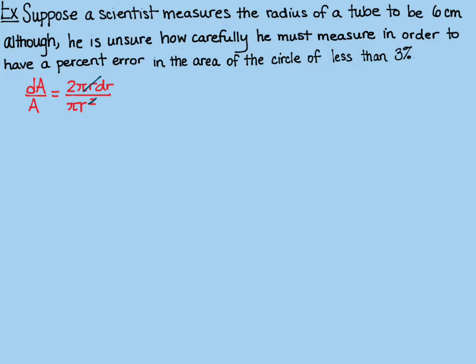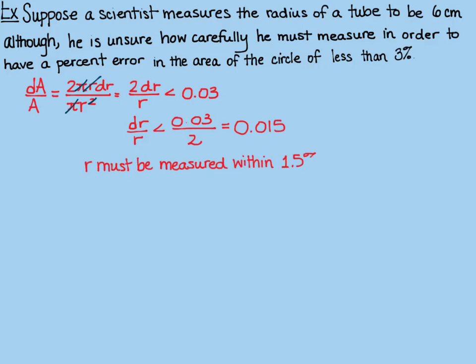We can cancel out the π and one of the r's from the top and the bottom, and we're left with 2 dr over r. This is the relative error, or the percent error. We want this to be less than 0.03. Now all we have to do is figure out what dr must be in order to keep that. So we can divide both sides by 2, multiply both sides by r, and we see that r must be measured within 1.5% accuracy. So we move the decimal point over 2 places to get the percentage.